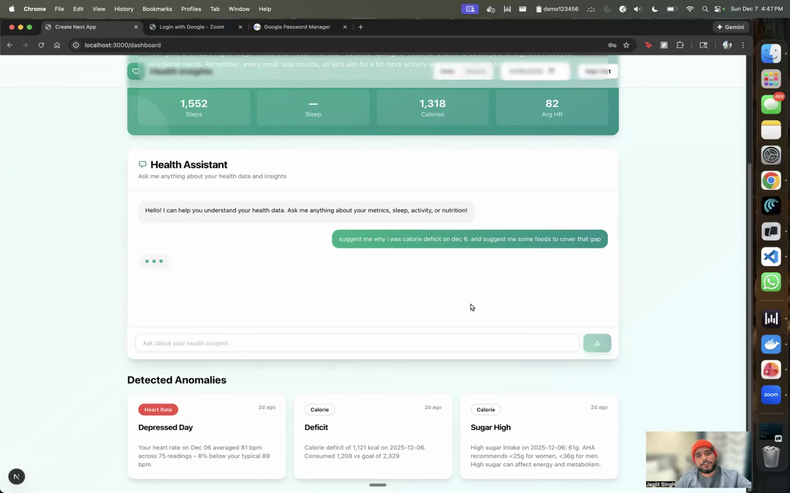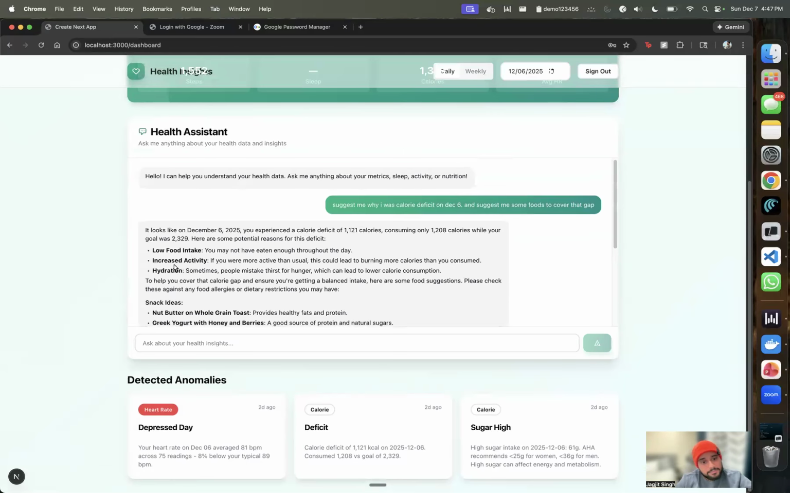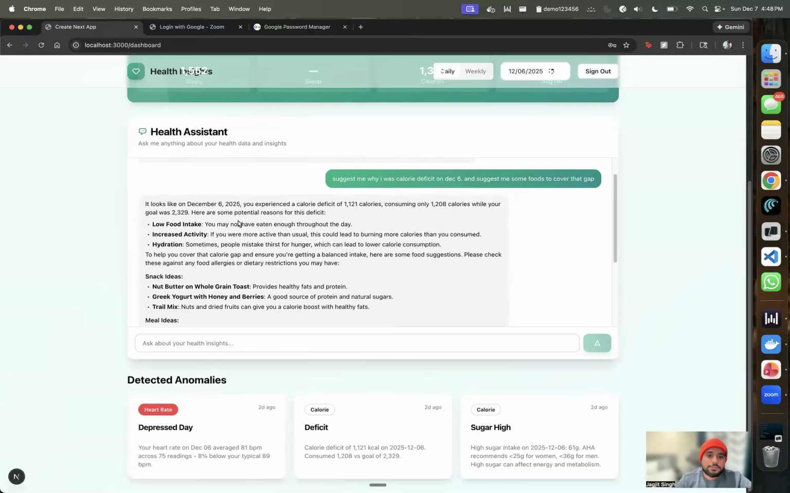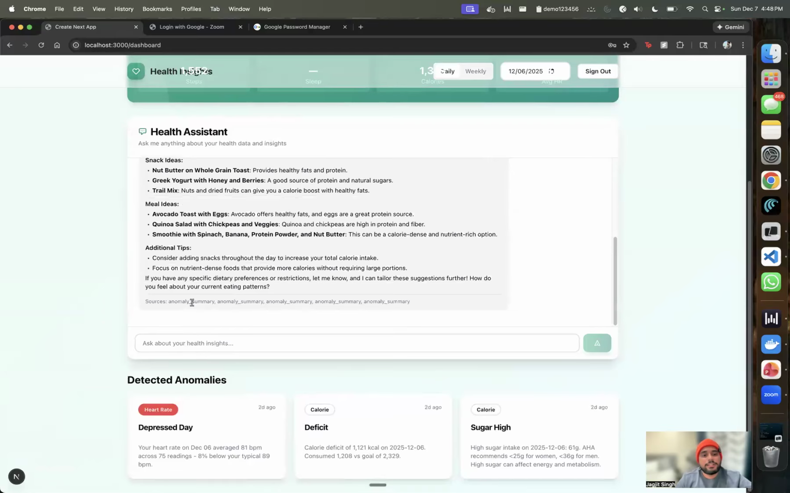So now our health assistant will actually look into our own data and then give us the insights on our data. This is what we get. It gives us a complete answer on what we can do. It looked at the data, it is actual user data, and then this is what it is providing.